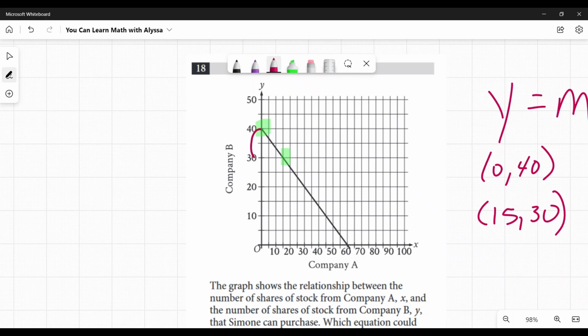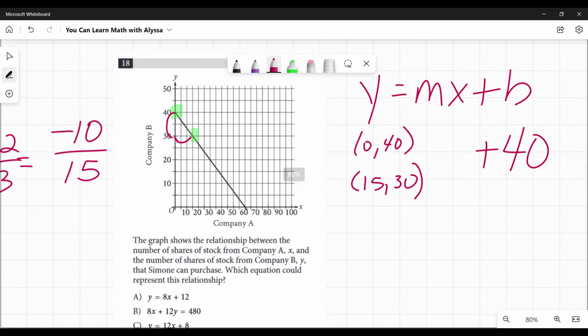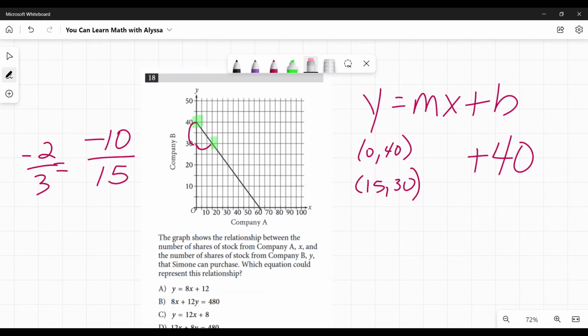To go from this to there, I'm going down 10 and then go to the right. I'm going to the right 15. My change in y is negative 10. I'm going down 10. My change in x is 15. I'm going to the right 15. Negative 10 over negative 15. I can simplify that fraction to negative 2 over 3. So go back over here. I'm going to erase this.